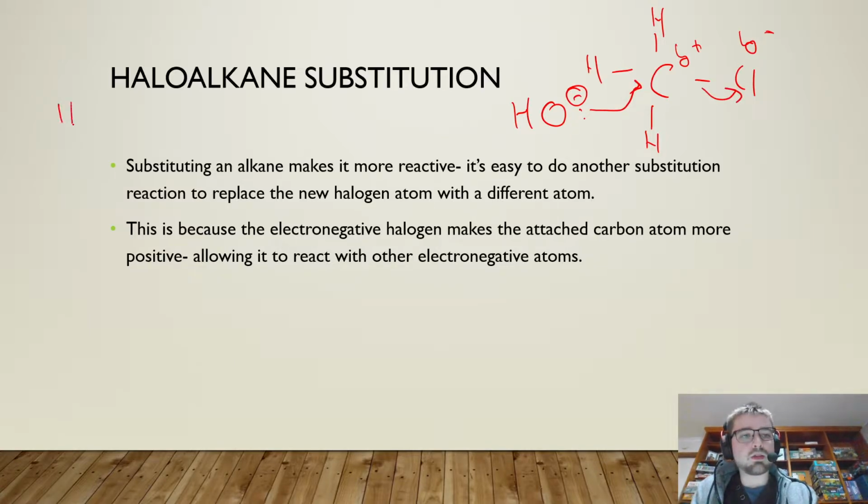Now, if we compare that to trying to do the same thing with just methane, well, there's no delta positive here. There's nothing that's just a little bit positive, so the OH doesn't really want to have anything to do with any of this, and it'll just kind of hang out. If anything, the carbon would be a tiny bit positive, a very small amount. So by having the electronegative chlorine on here, then the hydroxide ion can come in here, attack this carbon, and the chlorine will leave as a chloride ion.